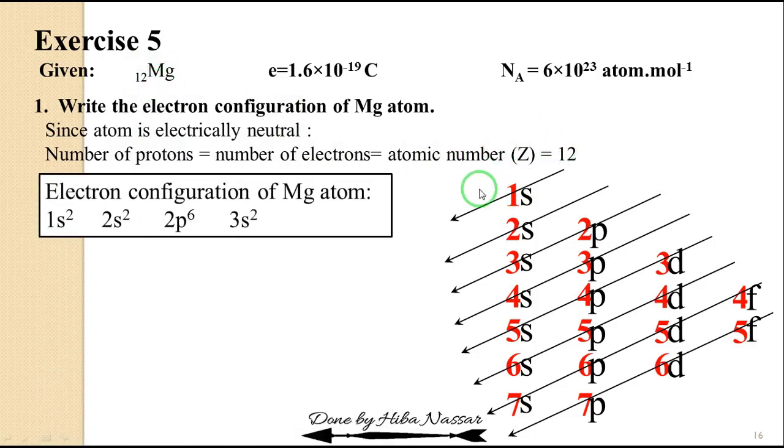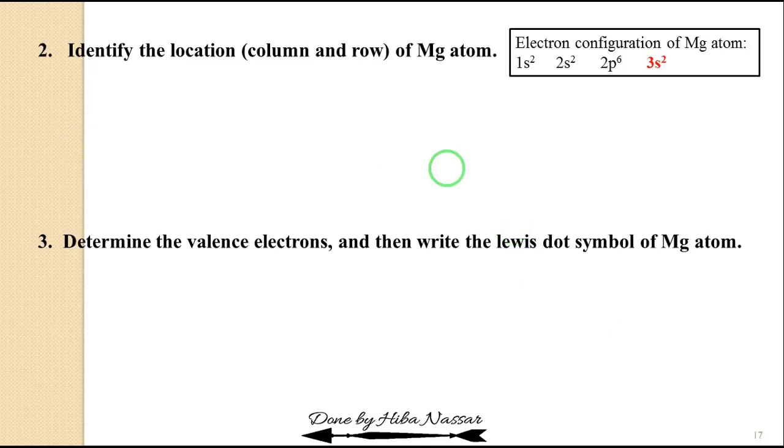So we can say that the electron configuration of magnesium atom is 1s2, 2s2, 2p6, and 3s2. Now moving to question number 2, identify the location of magnesium atom, the column and the row.